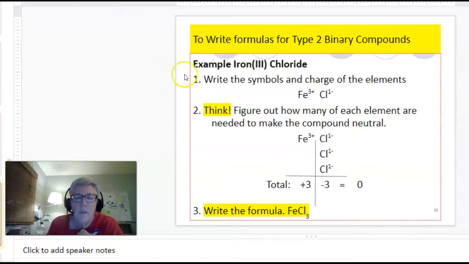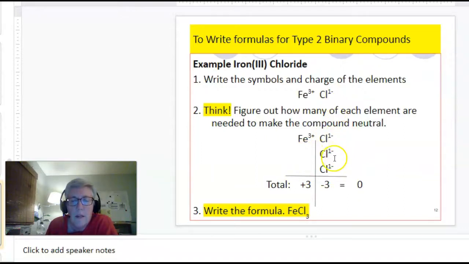All right, so step 1 is you would write out the symbol and the charge for the element. So this iron Roman numeral III, by definition, means that the iron has a +3 charge. So you would write that down. Chloride is a -1. Okay, now you have to actually pause and think about this for a second because you need to figure out how many of each ion you're going to need so that this ionic compound adds up to 0, or that it's neutral.